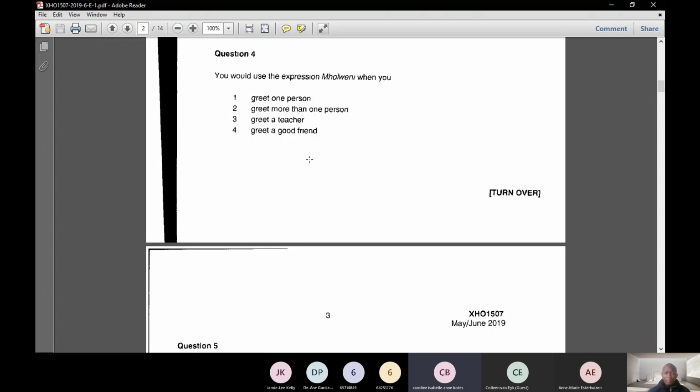Do we all agree? I just want to ask, sorry, I don't have my module in front of me, but which greeting would you use for somebody who is a teacher or who is above you? Isn't it molweni as well? Okay, I will answer that question, but give me your answer first. I agree. The most logical answer would be number 2. Number 2. So everybody thinks it's number 2. Yes, I also say that it's number 2.